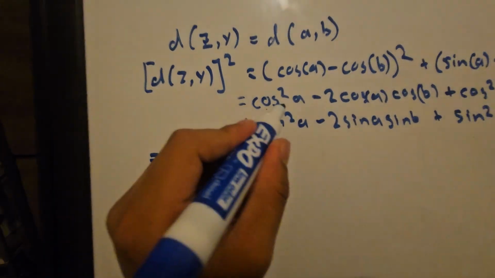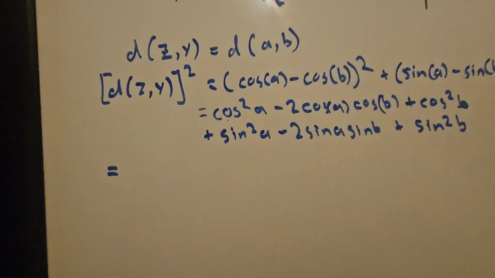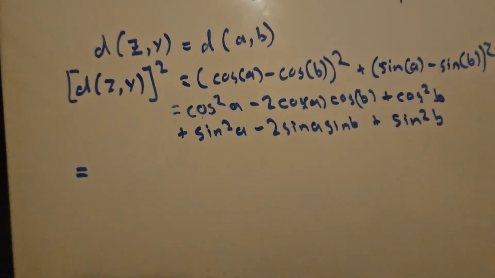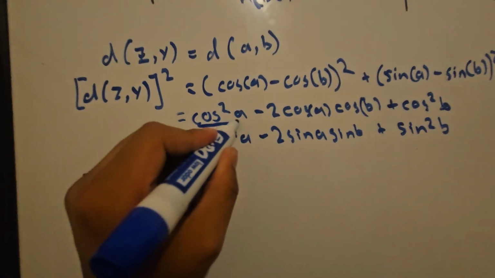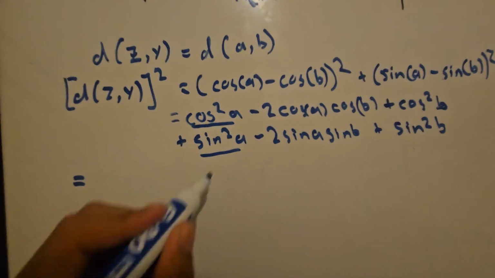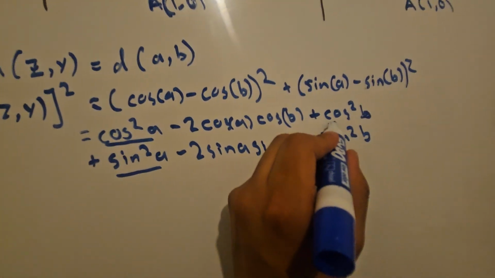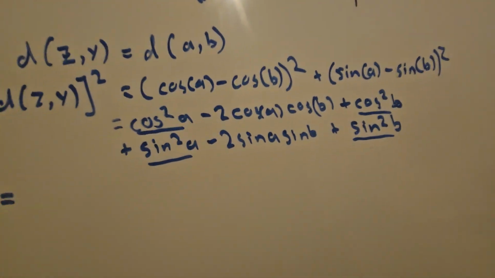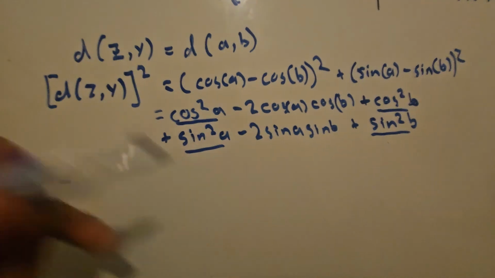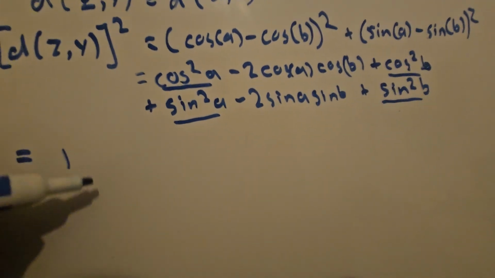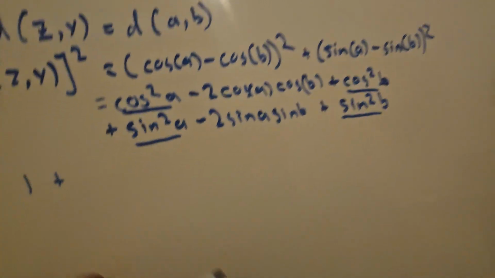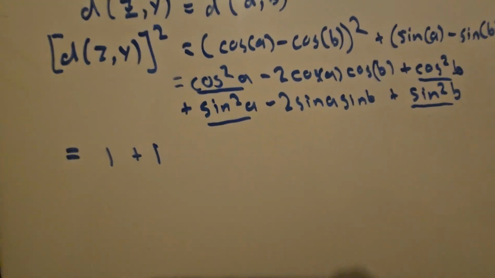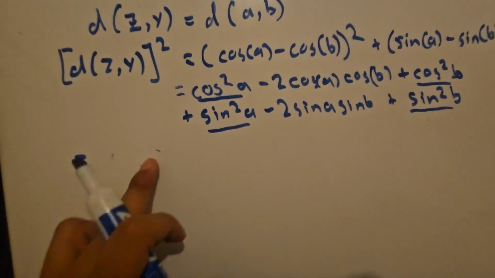You need to know the Pythagorean identities for this, by the way, so I forgot to mention. But I'm pretty sure you guys know at this point. We're going to combine this one with this one, and we're going to combine cos squared B with sine squared B. So combine this one and this one, what are you going to get? You're going to get 1. Plus, combine this one with this one, what are you going to get? You're going to get 1. Let's just write that as 2. 1 plus 1 is 2.